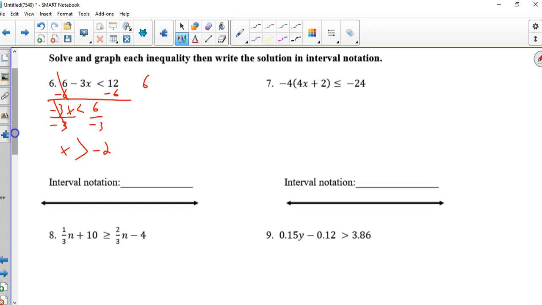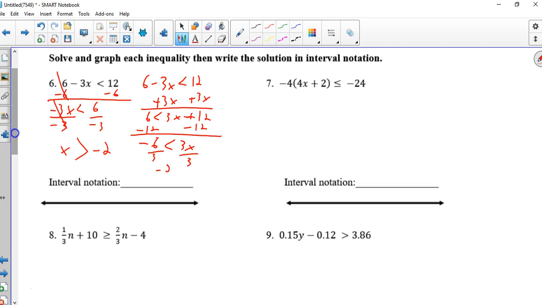Now, just for argument's sake, let's say I want to move this 3x over, which gives me 6 is less than 3x plus 12. Now I subtract the 12, I end up with 3x is greater than -6, or -6 is less than 3x. I divide by 3, and look what I get. -2 is less than x, or x is greater than -2. These are the exact same statement.